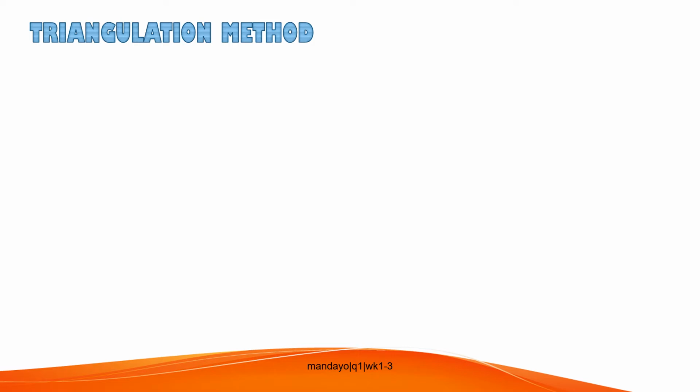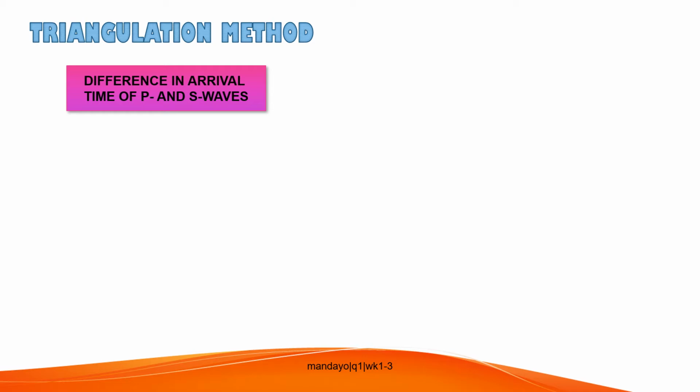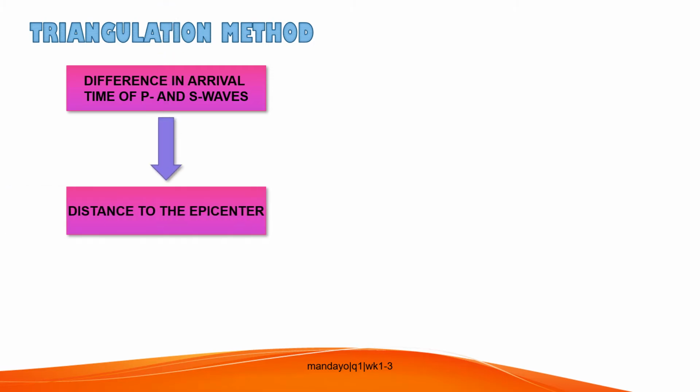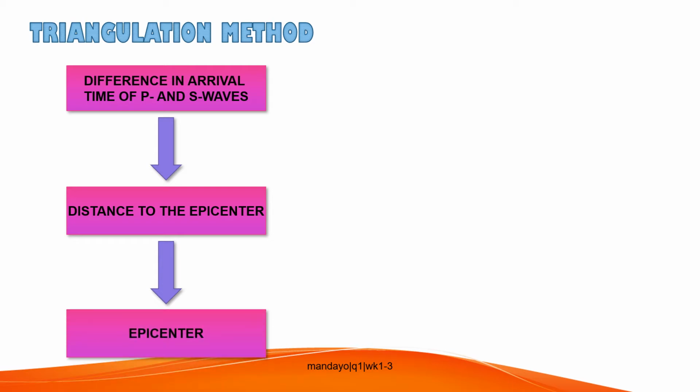So how do we identify the location of the epicenter of an earthquake? Seismologists use a method called triangulation. In the triangulation method, given the difference in the arrival time of P and S waves, we can identify the distance to the epicenter of this station. Moreover, from the distance to the epicenter of these stations where we perceive the P wave and the S wave, we can now identify the epicenter of the earthquake.